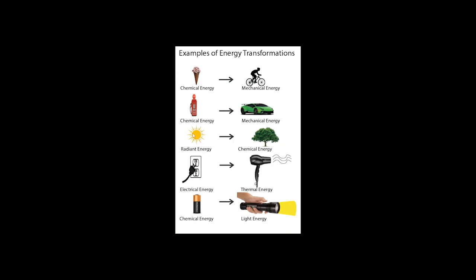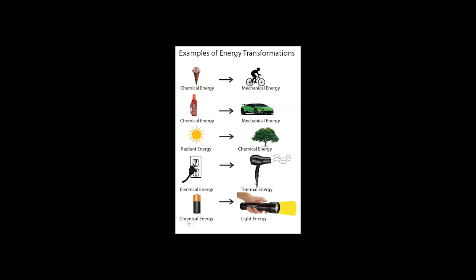Next, we have a picture of the sun, which is radiant energy. And radiant energy is transformed into chemical energy in plants or trees. Next, we have electrical energy, and it can be converted to many different things. In this example, it's being converted to thermal energy. So the blow dryer is going to blow out hot air. So it's going from electrical energy to thermal energy.